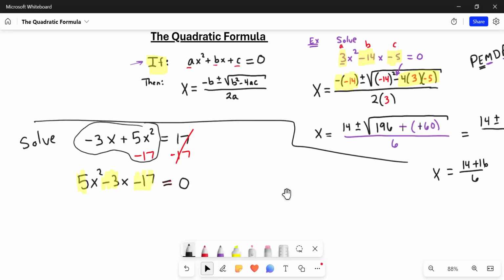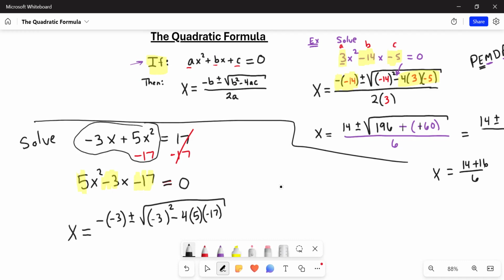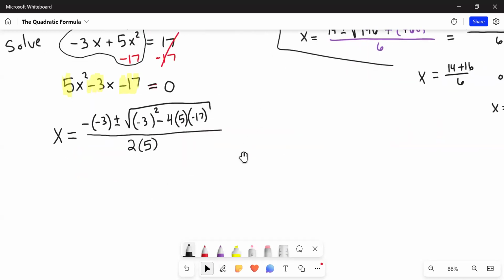Plugging into the quadratic formula, we get x equals negative b. I'm just going to plug it in as I go. That's -3 plus or minus the square root of b squared. B is, again, -3, minus 4 times a. A is 5, and c is -17. All of this will be divided by 2 times a, being 5. Oh, we've got quite a bit of simplification we can do here.